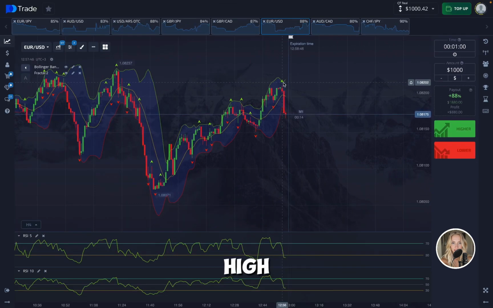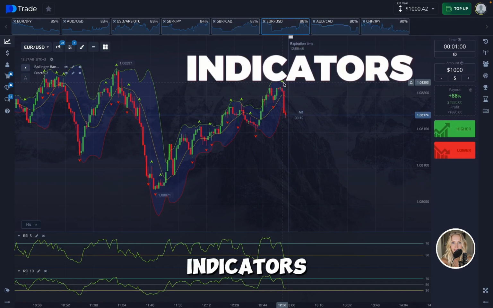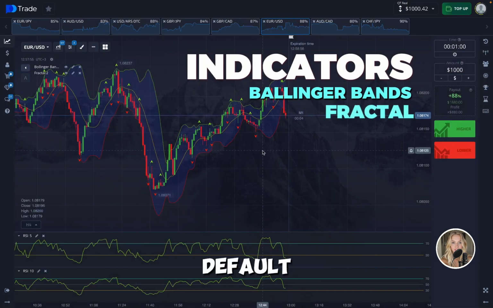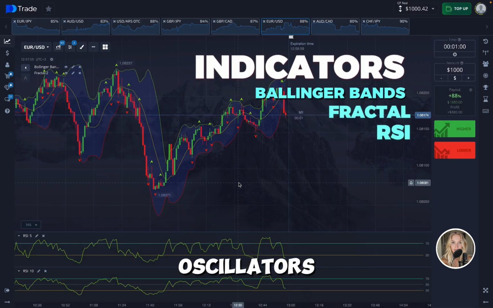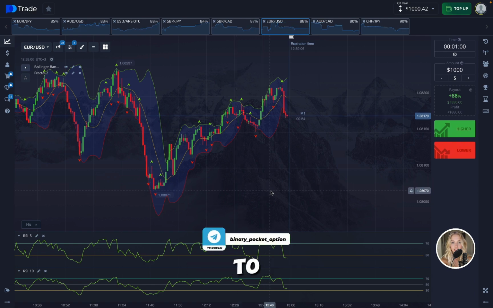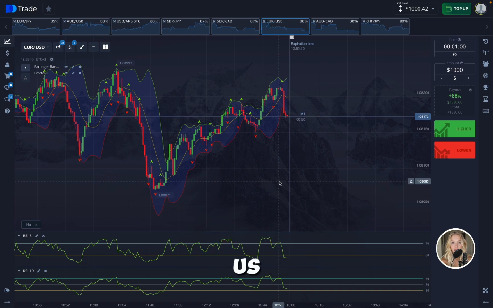I conducted a high-quality analysis, and indicators such as Bollinger Bands with a period of 13 and a deviation of 2, as usual, a fractal with default settings, and RSI oscillators. We will have the first with a period of 5, the second with a period of 10. This is necessary in order to understand the different price ranges, and they will show it to us. We will also focus on them. We also leave the oversold and overbought areas at 30 and 70 by default.